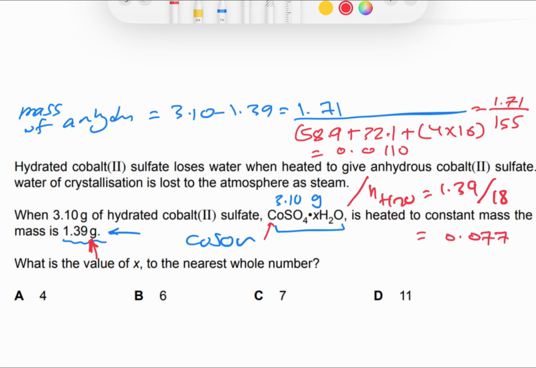The rule says if you want to calculate the value of x, which is the coefficient of water, you calculate the moles of water dividing over the moles of anhydrous, and it equals 0.077 over 0.011. Then the answer is equal to 7, and it's C.